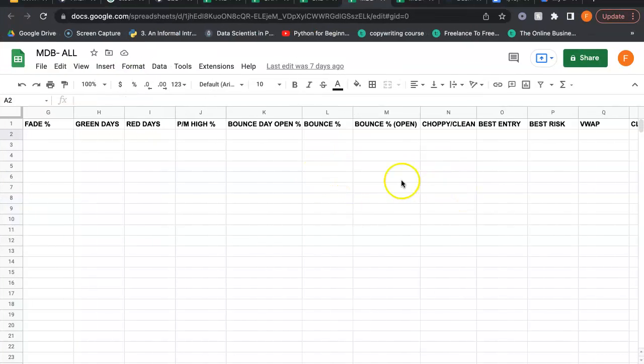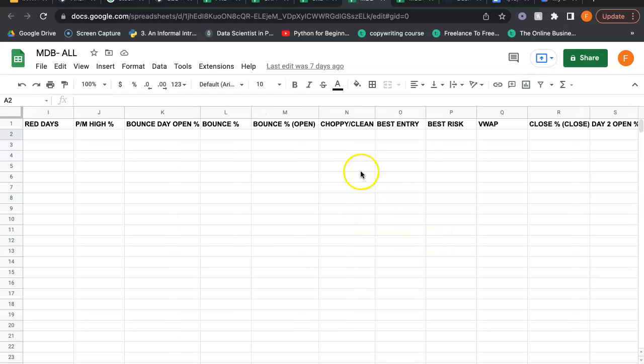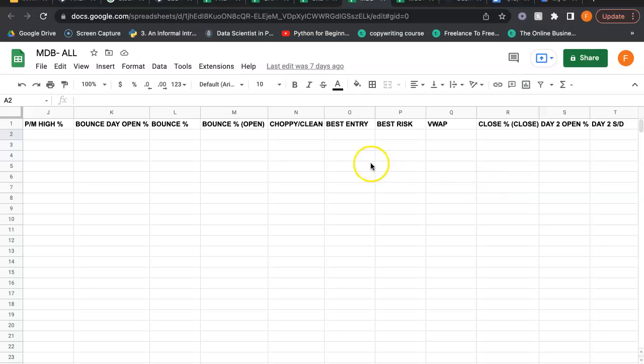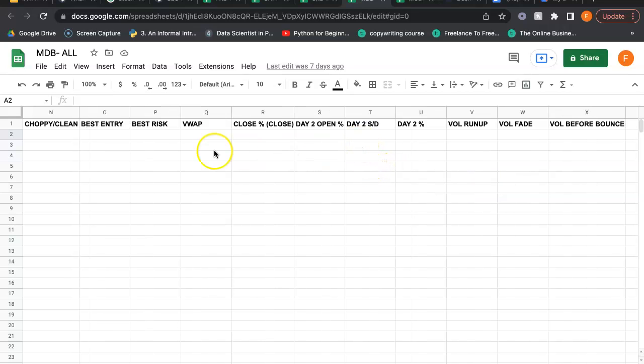How much it bounced from the open, from the close. Is the bounce choppy? Is it clean? If it's usually choppy, that's something I'm probably gonna ignore because I'm not comfortable with choppy plays. So I just want to know if it's something I should even give attention to. What I find would be the best entry and the best risk.